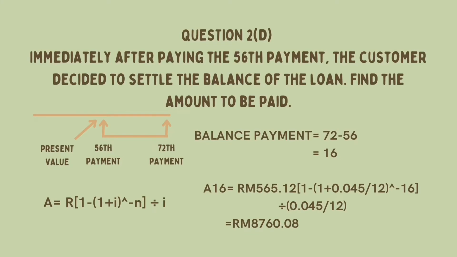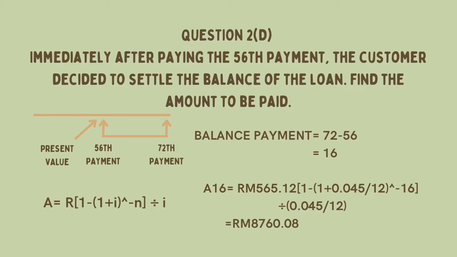And lastly, for question D, immediately after paying the 56th payment, the customer decided to settle the balance of the loan. Find the amount to be paid. We will be using the same method as the previous question. We will draw a line and label the 56th payment and the 72nd payment. The present value will be on the 56th payment. For this question, we will be using present value. So the formula will be A = R[(1 - (1 + i)^-n) / i].